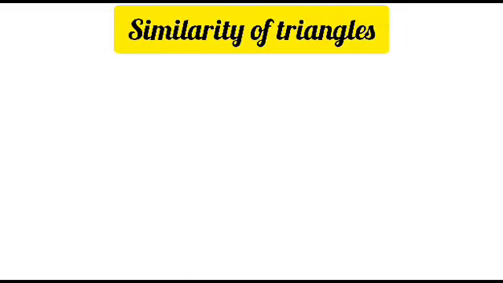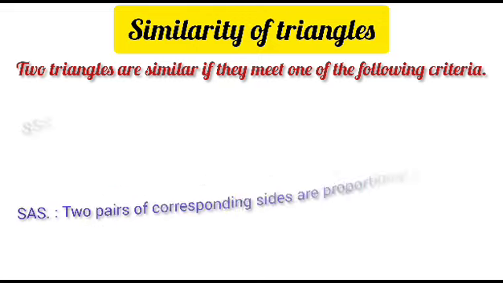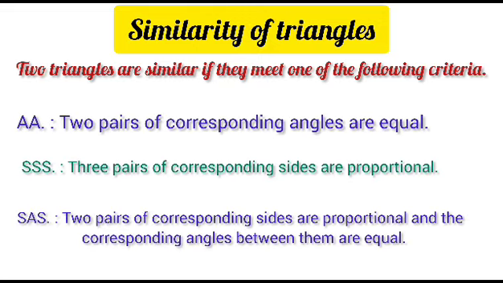Now, let us move on to similarity of triangles. Two triangles are similar if they meet one of the following criteria. First one is AA, which means two pairs of corresponding angles are equal. SSS, three pairs of corresponding sides are proportional. SAS, two pairs of corresponding sides are proportional and the corresponding angles between them are equal.